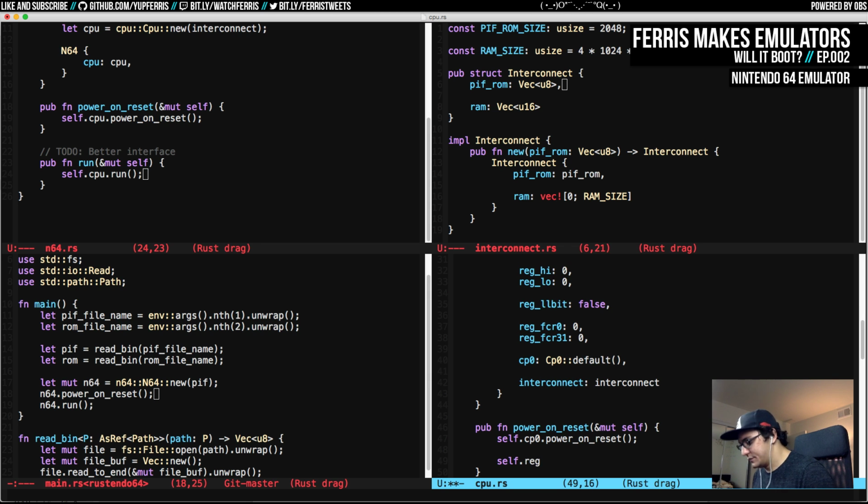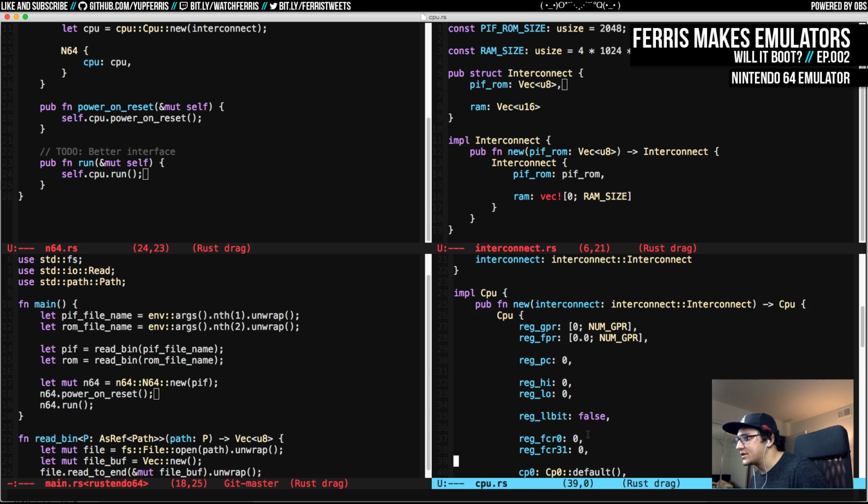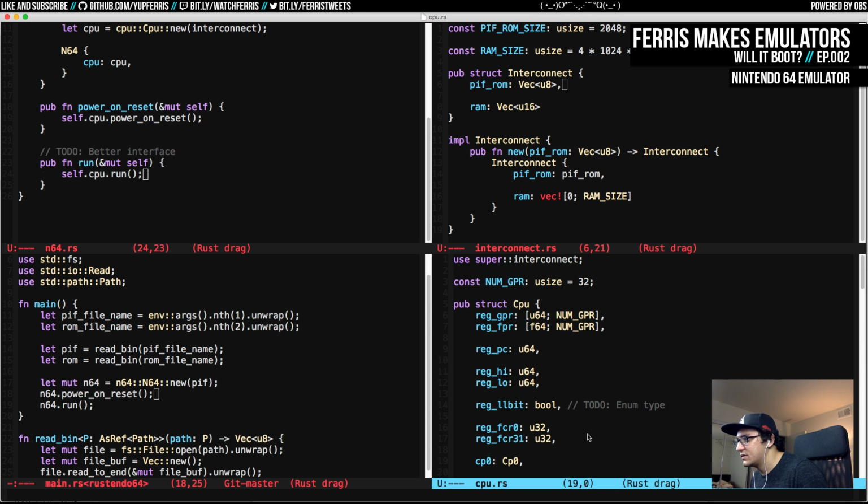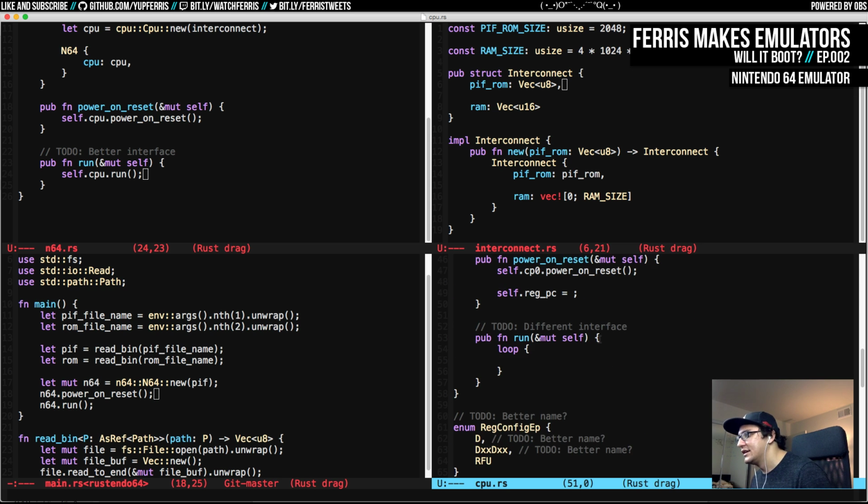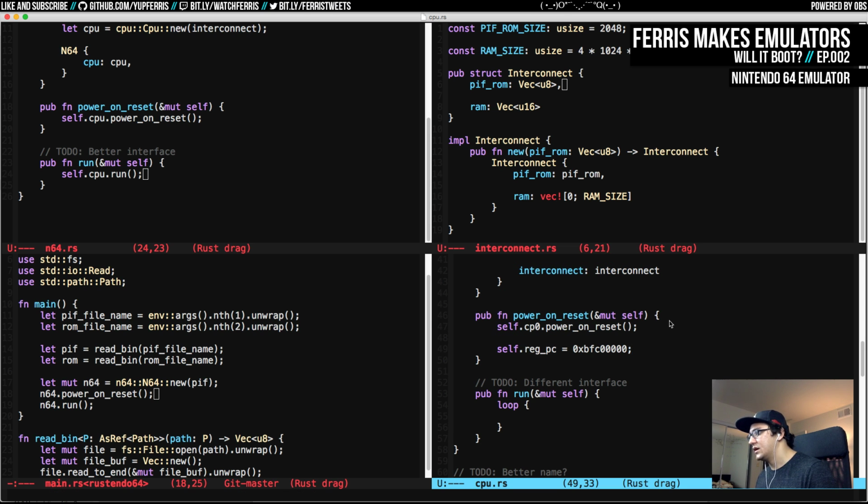So on CPU power on reset, it will call the CP0's reset, and it will set its program counter, reg PC. I'm guessing we also determined that the PC was going to be 32 bits. I guess that depends on if you're in 32 or 64-bit mode. Let's just set it as this one number anyway. BFC00000, and that will give us our start address.